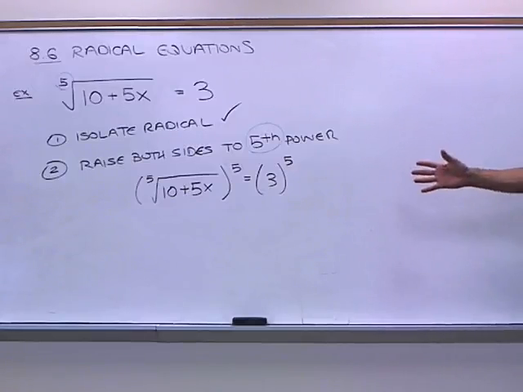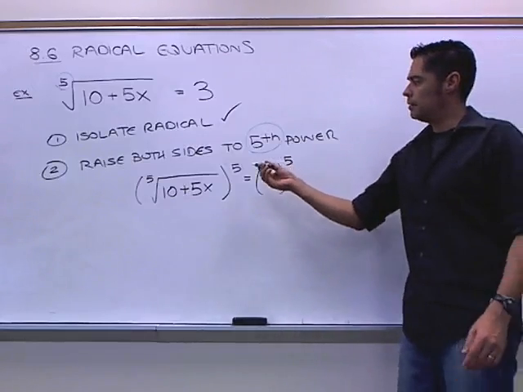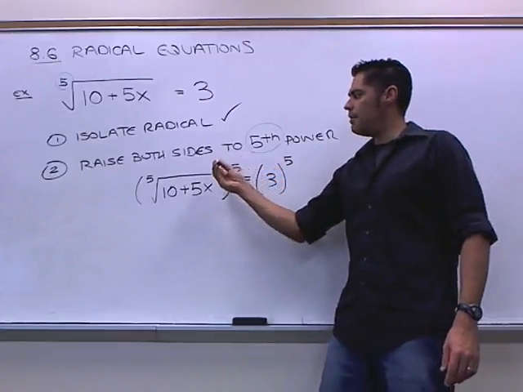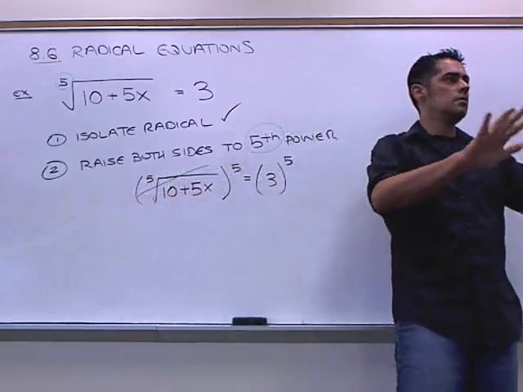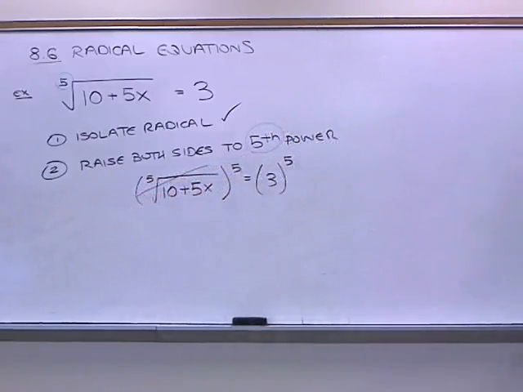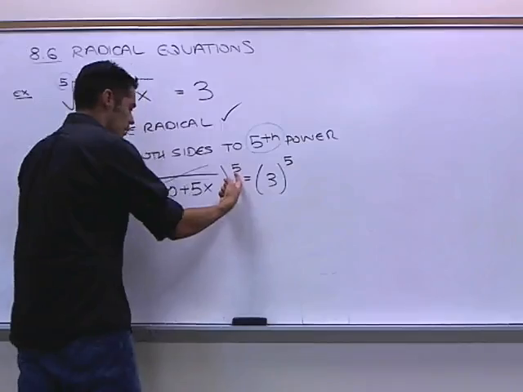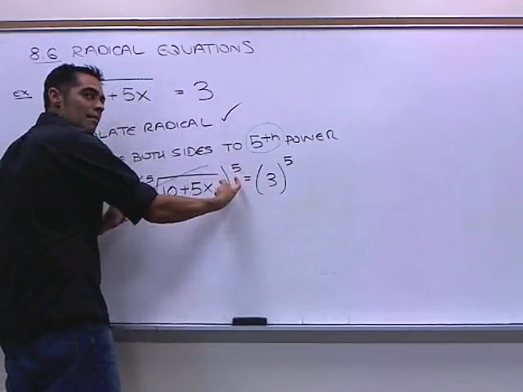What should happen on the left side? What should happen? The 5 and the fifth root wipe each other out. So all you'll be left with is what's underneath that radical sign. Is that all right? That's the whole idea behind raising it to the fifth power. This and this will kill each other off.